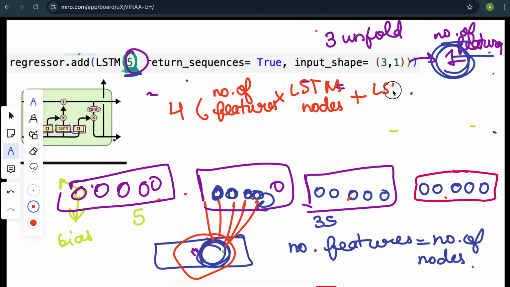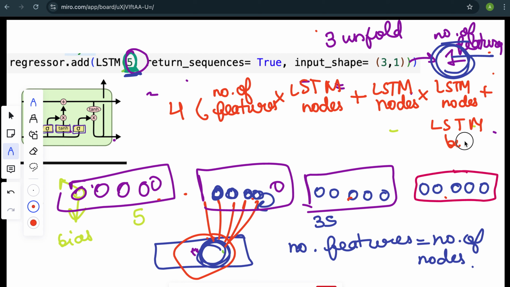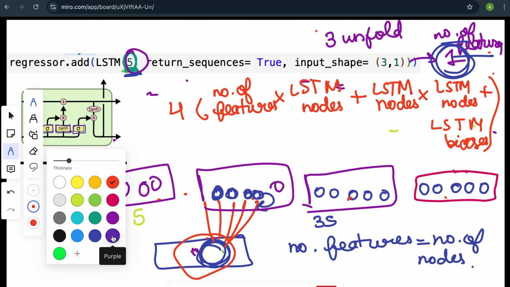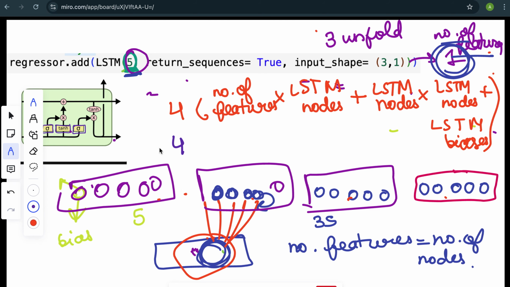And then we have LSTM nodes connecting within themselves, times LSTM nodes. And then we have LSTM biases. So even if you sometimes forget the formula in the exam, you can just draw it and try to calculate accordingly. I really hope that it is helpful for you. Now let's try to calculate using this. It is going to come out the same.